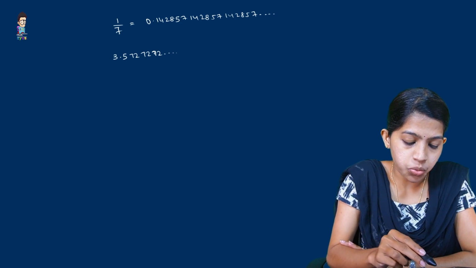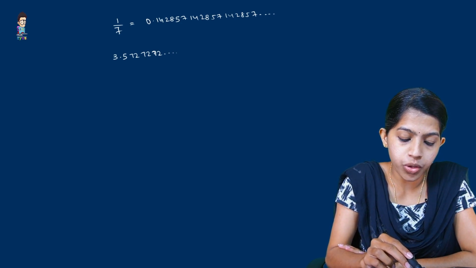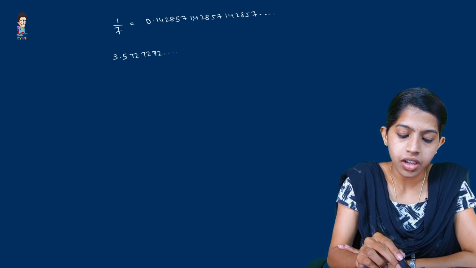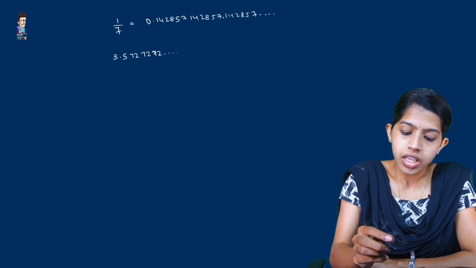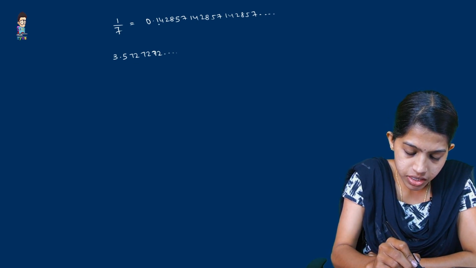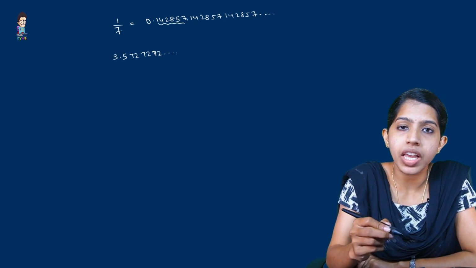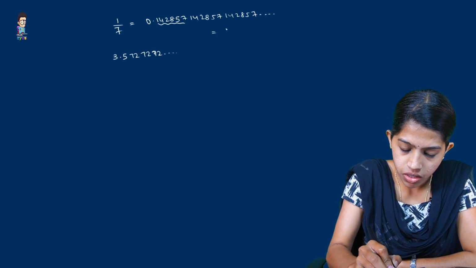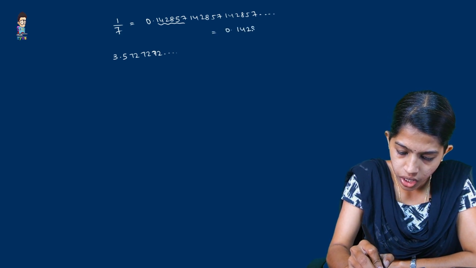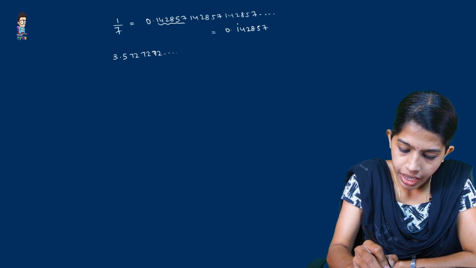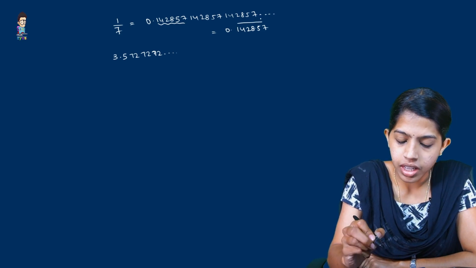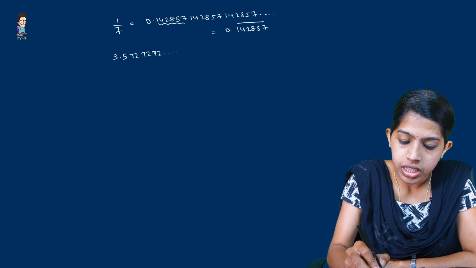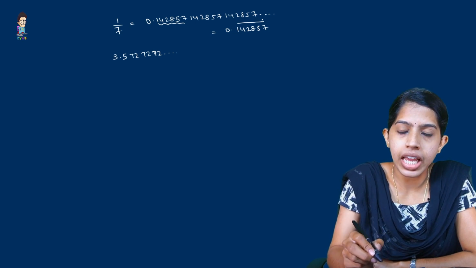Similarly, we have seen that 1 by 7 is equal to 0.142857142857. Look at this: this set of numbers repeats again and again. So, this can also be written as 0.142857 with a bar over it. This bar shows that these numbers repeat again and again.